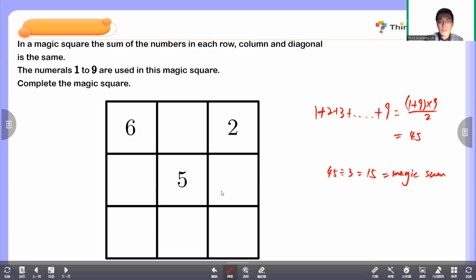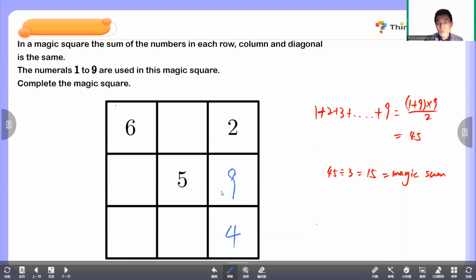So for this diagonal here, we have 2 numbers already. That means we can find the number in this cell. We know the magic sum should be 15. So we have 6 plus 5, 11 already. Then in this box, we should have 4. And for column 3, we have 2 and 4, which is 6. So 15 minus 6 will give us this cell, which is 9.